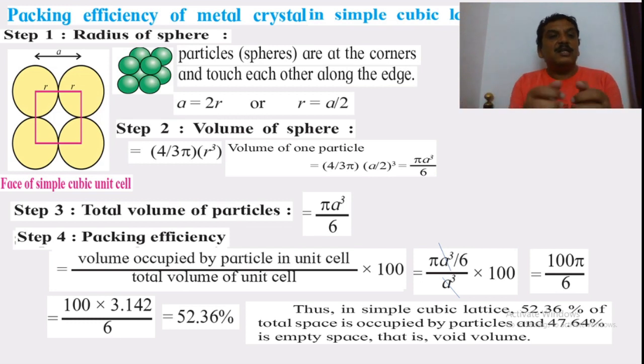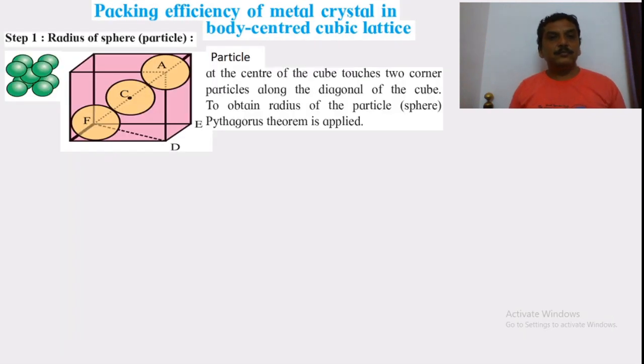In case of packing, space remains between these spheres, and this is of two types. We have already seen it. Now we will see the packing efficiency of metal crystal in BCC structure. If metal crystallizes in body-centered cubic lattice, we have seen that in a BCC structure the particles are present at the corners and also at the center.